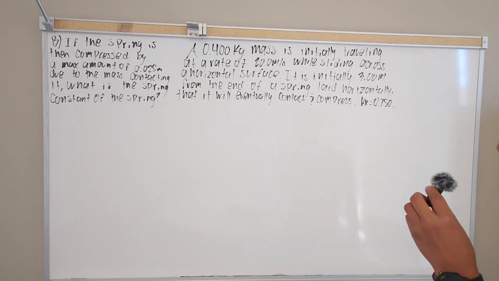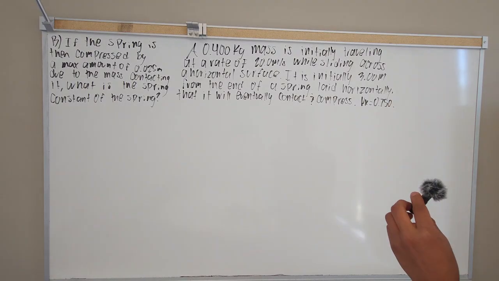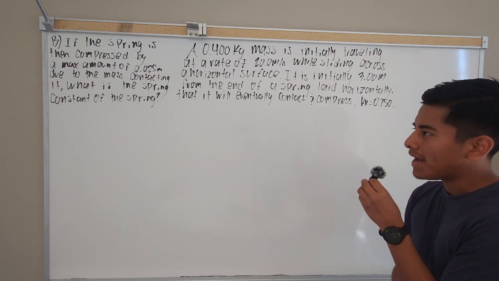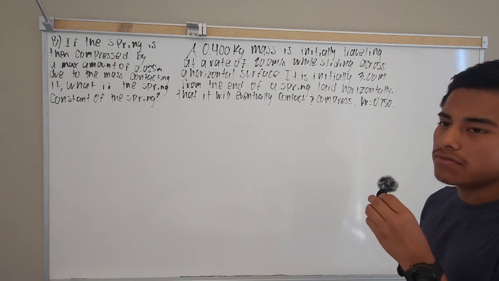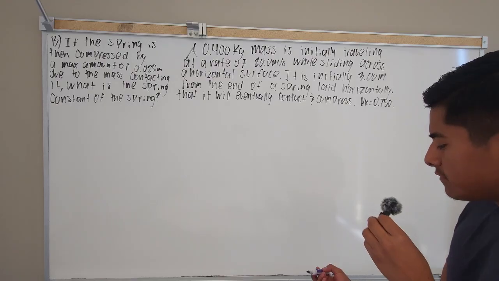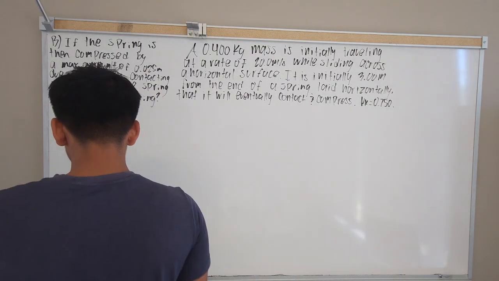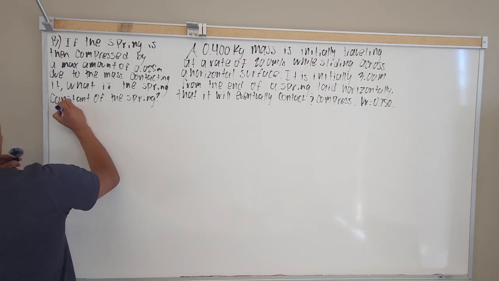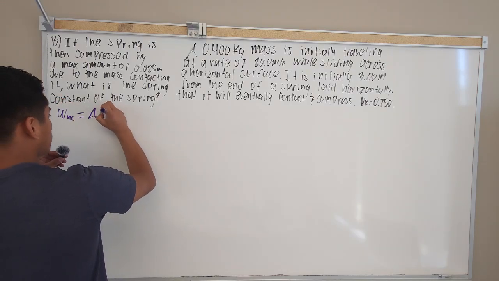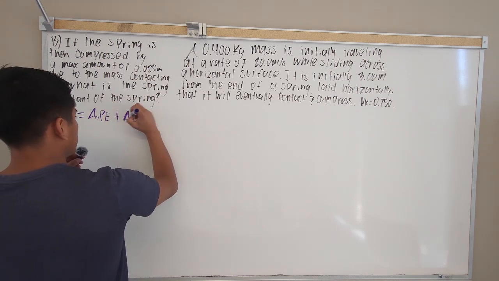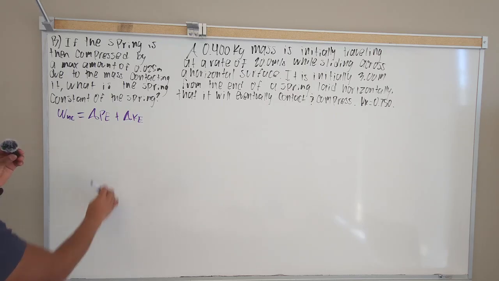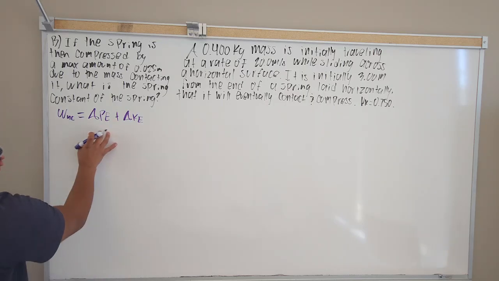All right, so the next part of this problem says if the spring is then compressed by a maximum amount of 0.025 meters due to the mass contacting it, what is the spring constant of the spring? So for this one, again, we're going to use work, and specifically, we're going to use this formula that tells us that the work done by the non-conservative forces is equal to the change in potential energy plus the change in kinetic energy. And this change in potential energy is what's going to have the spring constant. So that's why we're using this one.